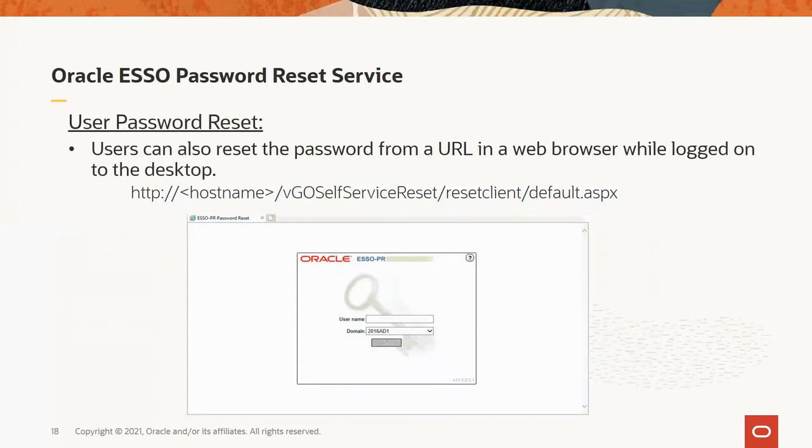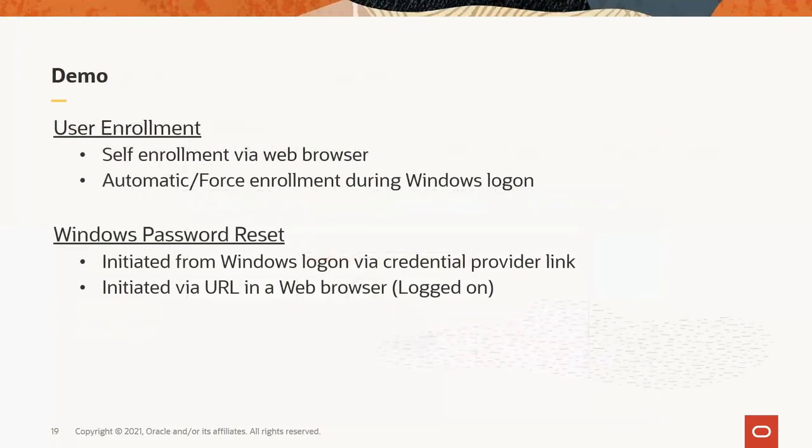Alternatively, if the user is already logged onto the desktop but wants to change their password manually, they can do so by initiating the password reset quiz from the password reset URL in a web browser. The following demonstration will show the two ways that a user can be enrolled in the password reset service, and the two ways the users can initiate a password reset from their Windows desktop.